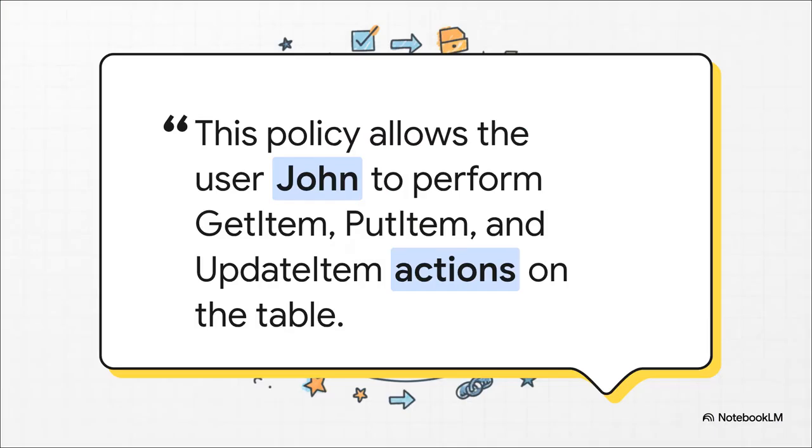And when you put it all together, all that JSON code boils down to a simple sentence you can actually understand. This policy gives John the room key for the music collection table. And that key is very specific. It only works to get items and put items. He can't use it to delete the table. He can't use it to get into any other tables. Now that is granular control.